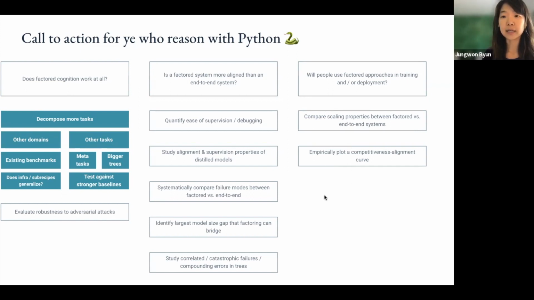Another cool idea is understanding scaling properties between factored systems and end-to-end systems. You don't want to be in the world where the end-to-end model maybe isn't as good as factored systems today, but is rapidly getting smarter, or is on a faster trajectory. So trying to understand that is also a really exciting research direction.